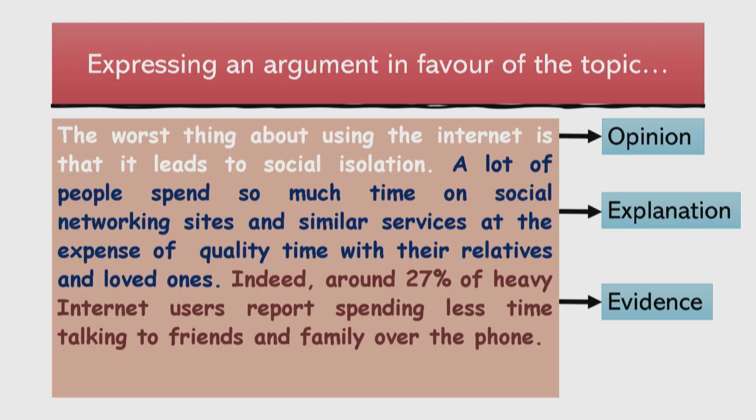This is how an argument would look like. Remember that the argument has the opinion followed by the explanation and the evidence. The worst thing about using the internet is that it leads to social isolation. So this is the opinion. A lot of people spend so much time on social networking sites and similar services at the expense of quality time with their relatives and loved ones.